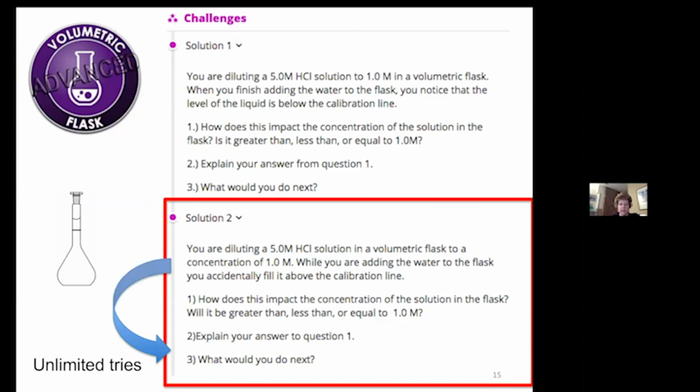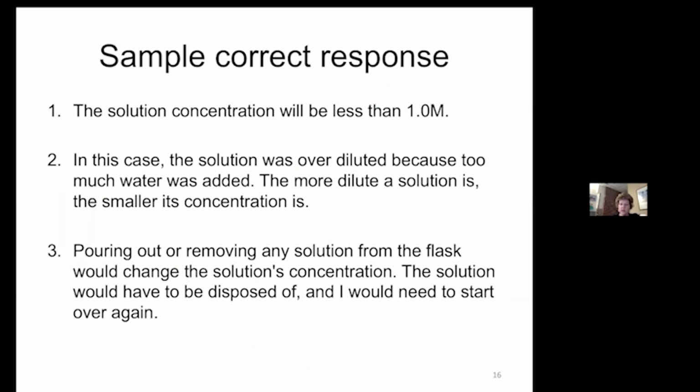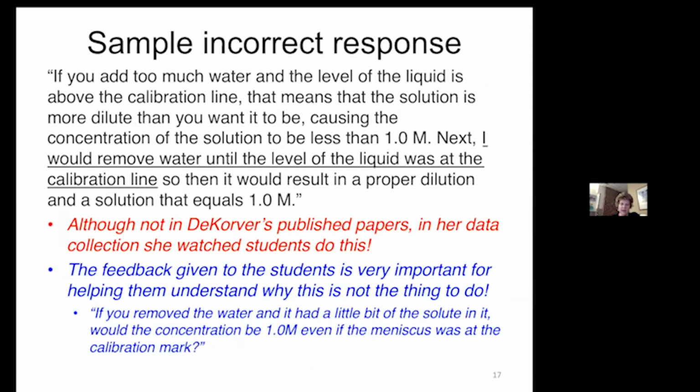And the thing I want people to know is that, okay, well, here's what a correct response actually looks like. This is what the students should tell you, but there are plenty of students who do not do that. So here's a sample incorrect response where the student does recognize that they've added too much water and the level of the liquid's above the calibration line and it's too dilute. But then what are they going to do next? Well, they're going to remove water. So they're going to suction it back out, actually the solution, until the level of the liquid was at the calibration line.